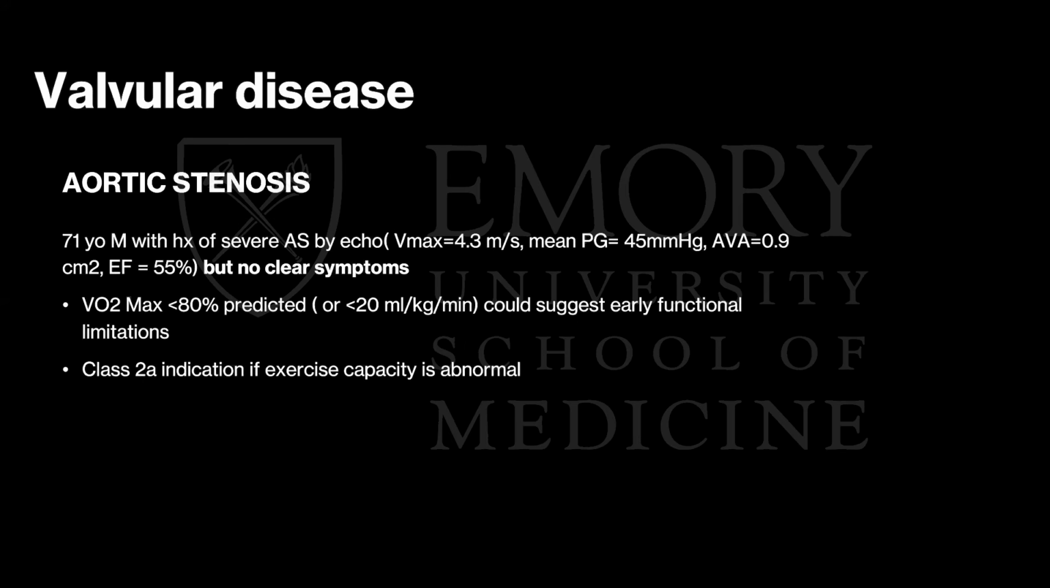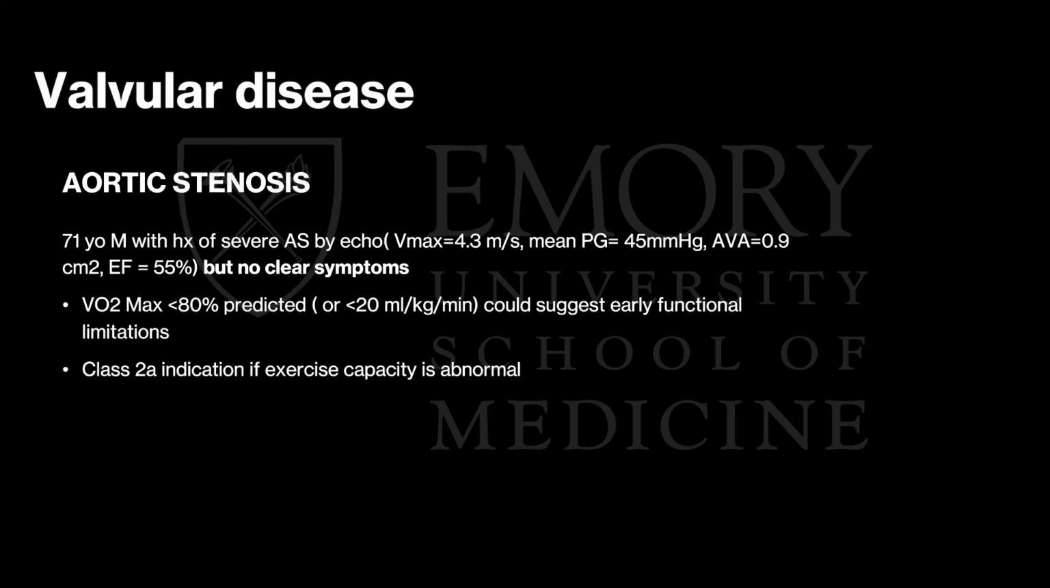And now we'll look at aortic stenosis, the one we probably see a lot. So we got a 71-year-old male, history of severe AS by echo. So he has all the criteria, the valve area, mean gradient, velocities, and a preserved EF at 55. But he says, Doc, I have no symptoms. I'm completely fine. So you would classify this gentleman in the asymptomatic severe AS range.